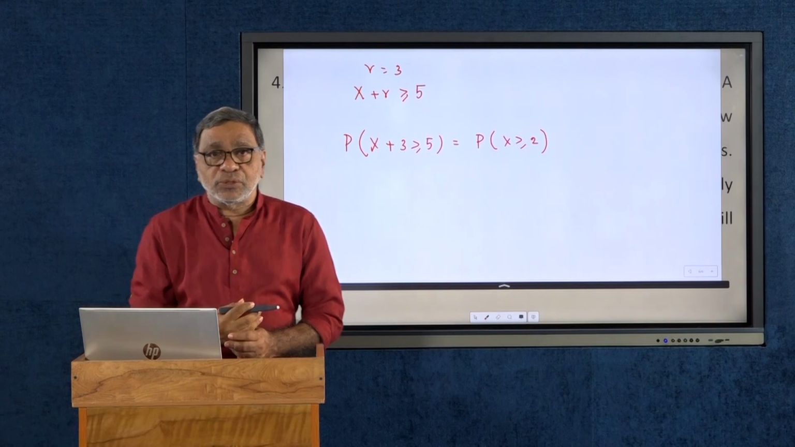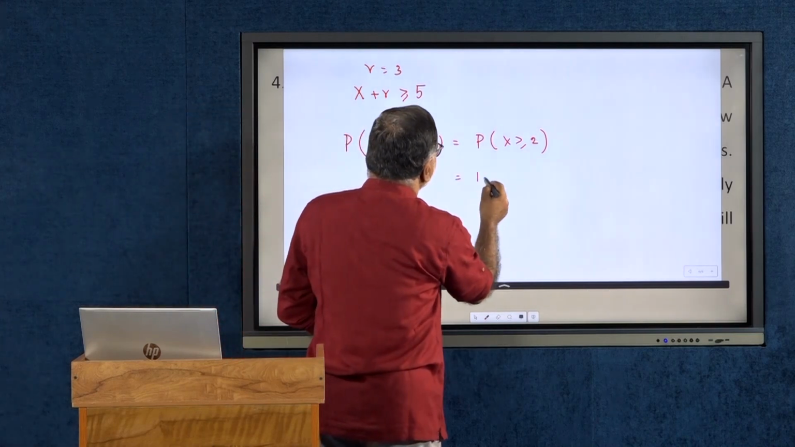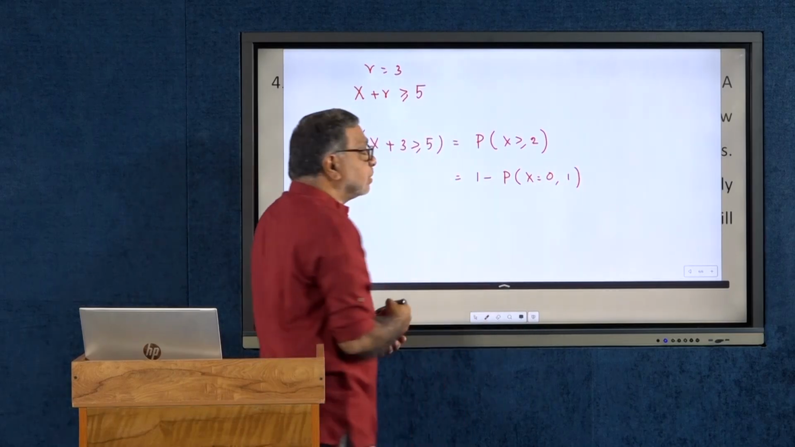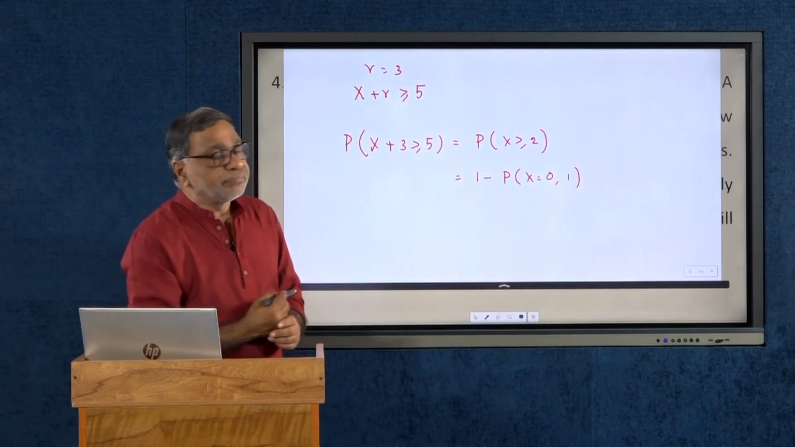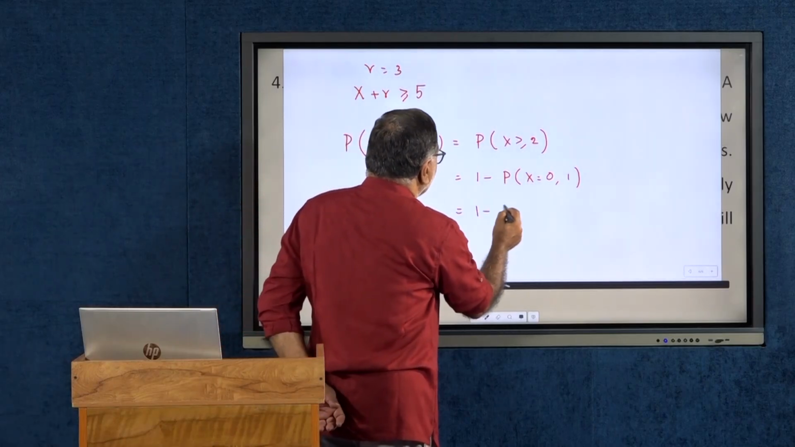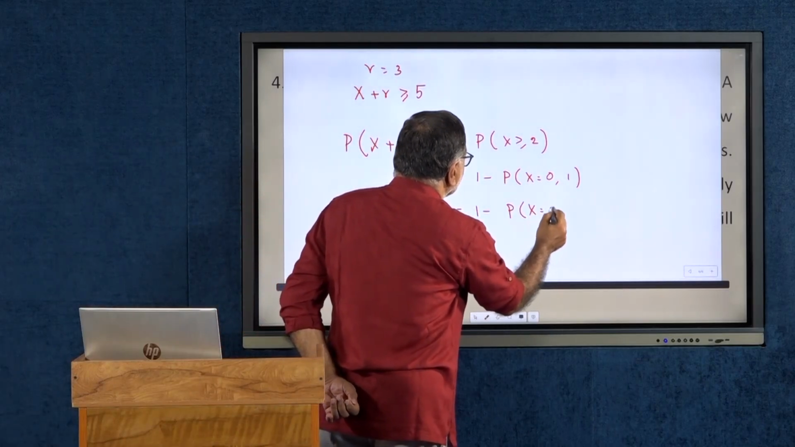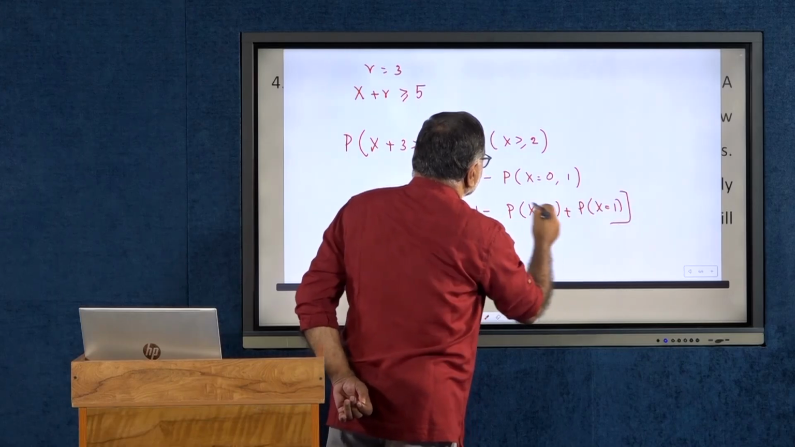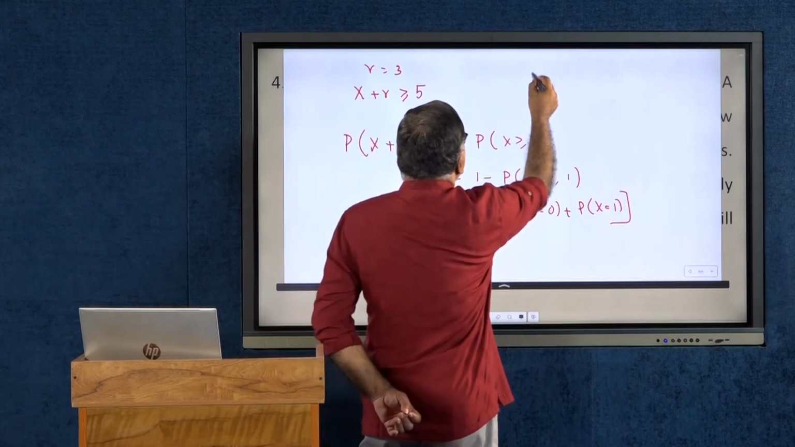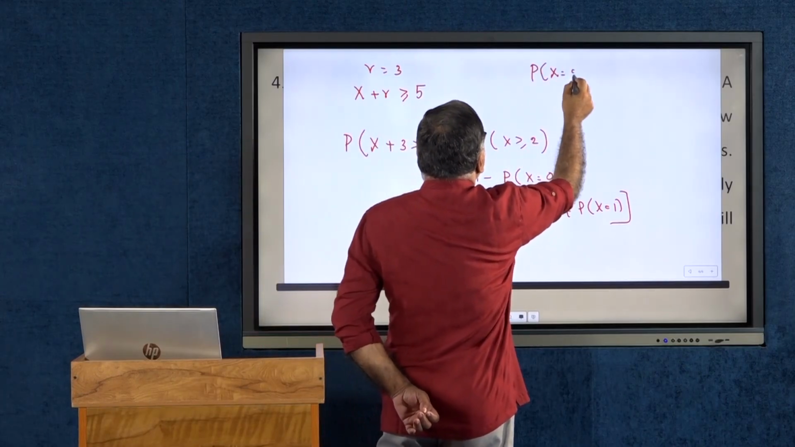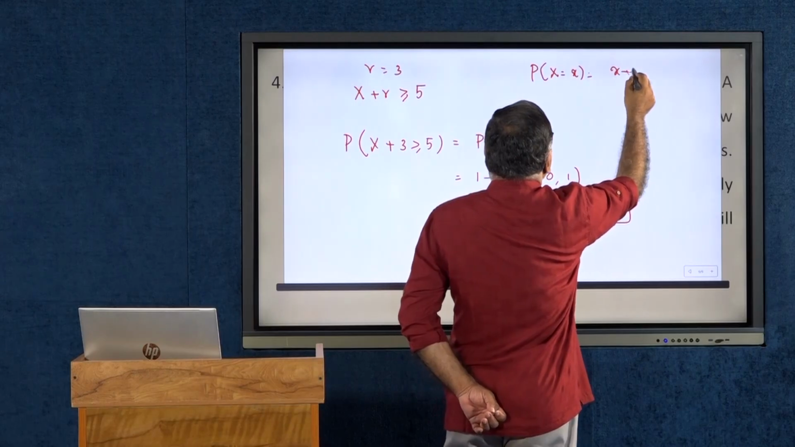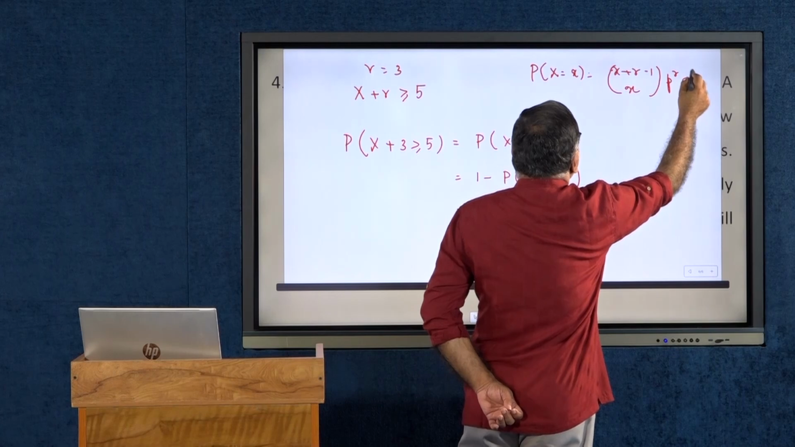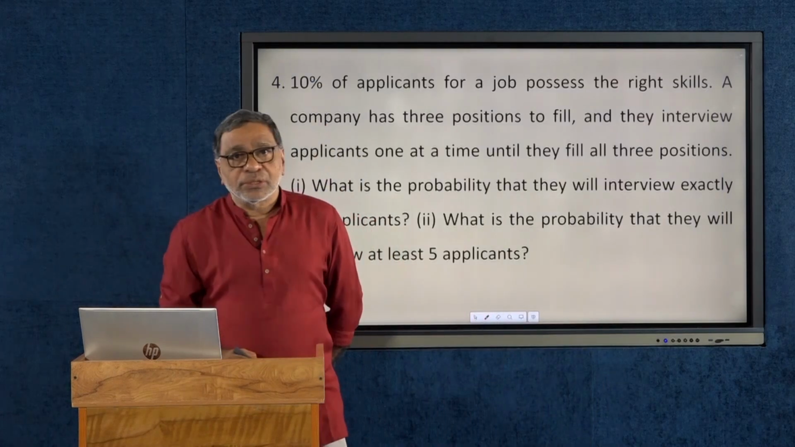Probability of x greater or equal to 2 means what? 1 minus probability of x is equal to 0 or 1, by taking the complement part of the probability, and that is 1 minus probability of x is equal to 0 plus probability of x is equal to 1. And this probability of x is equal to x, we know it is x plus r minus 1 c x p power r q power x. This is our negative binomial probability mass function.